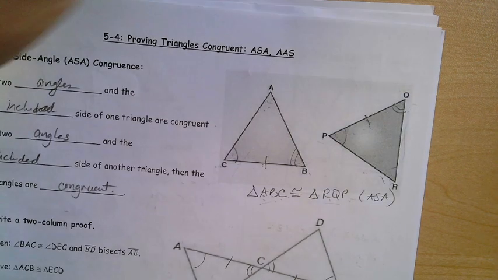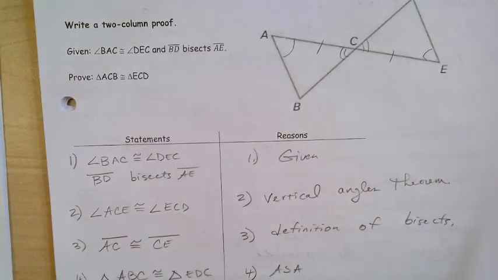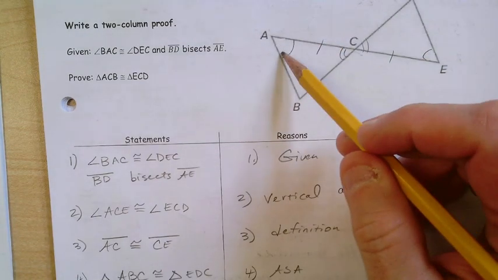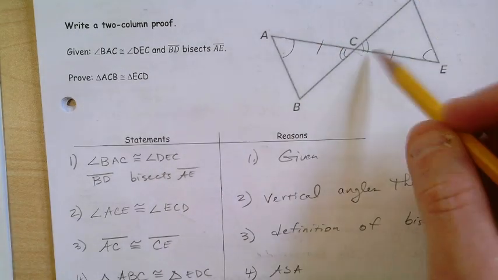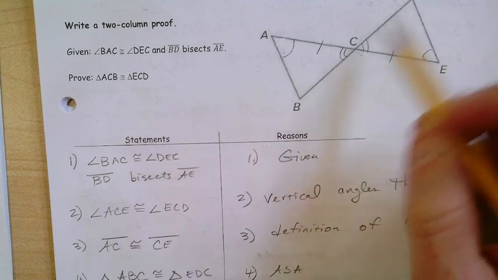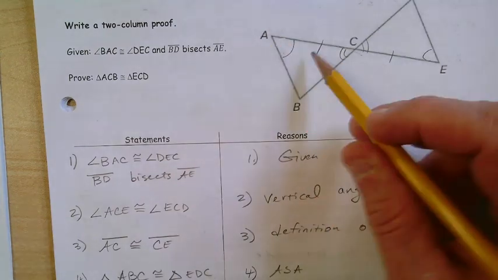So, here's what we're going to do. I'm going to introduce a couple of proofs here. I probably included more problems than I really needed to, but I want you to see different ways of doing these proofs. So in this one, we're going to put down the given, the fact that angle BAC, so this angle here, is congruent to angle DEC, that angle there, okay? We also know that BD, this segment, is bisecting AE.